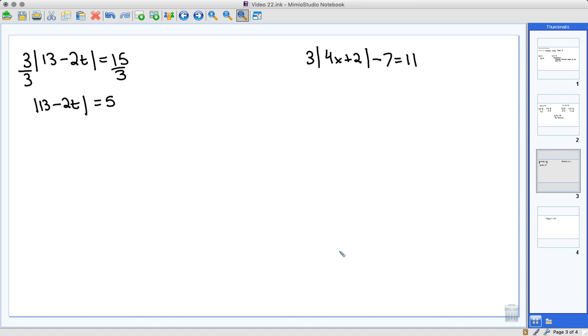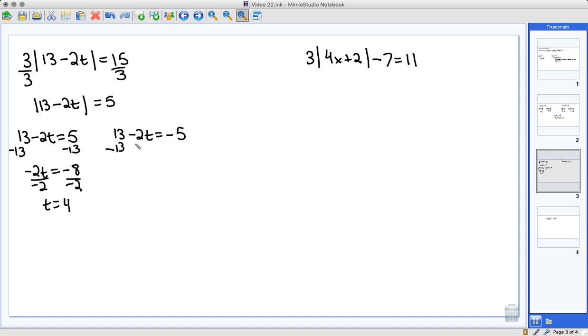Now I can create my two equations. So you get 13 minus 2t equals 5, and 13 minus 2t equals negative 5. Then I'm going to subtract 13 from both sides here. So I get negative 2t equals negative 8. Divide by negative 2. T is 4. Do the same thing on this one. Subtract 13 from both sides. So you get negative 2t equals negative 18. Divide by negative 2. T is 9.